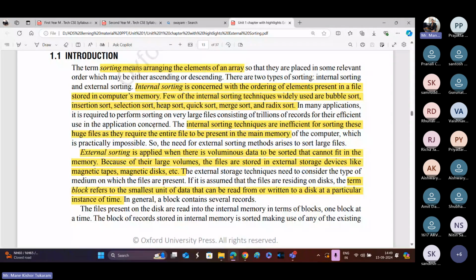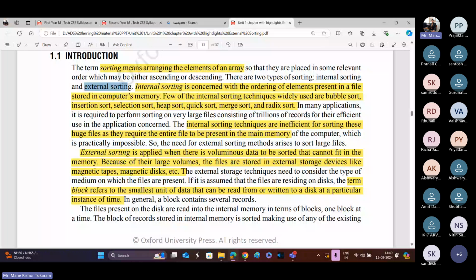So sorting means we have to organize the elements, numbers or alphabets, either in ascending order or descending order. Ascending order means lower to higher. Descending order means higher to lower. Whenever we want to sort content, we have only two types of sorting. The first is internal sorting, and the second is external sorting.